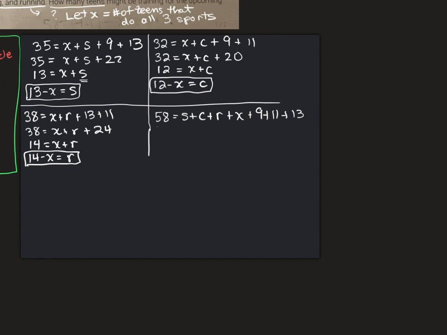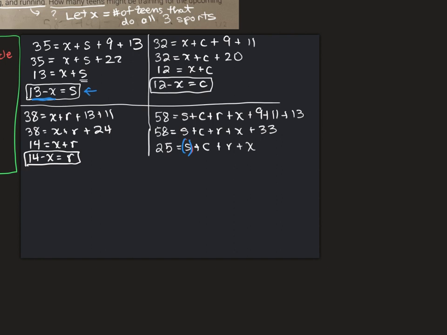Okay, so let's add the numbers that we can, just like we did with the last two. So we'll still have all these variables. 9 plus 11 is 20, plus 13 is 33. And then we'll subtract 33 from both sides, which would give us 25. So 25 equals s plus c plus r plus x. And now what we're going to do is replace s with the expression that is s over here, which would be 13 minus x.